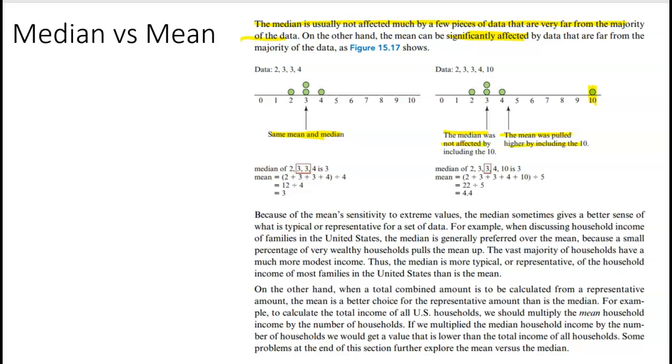So if we're talking about the household income of families, the median is going to be preferred because we're going to have people who have a lot of money and they're going to pull the mean up. So a median is more typical.